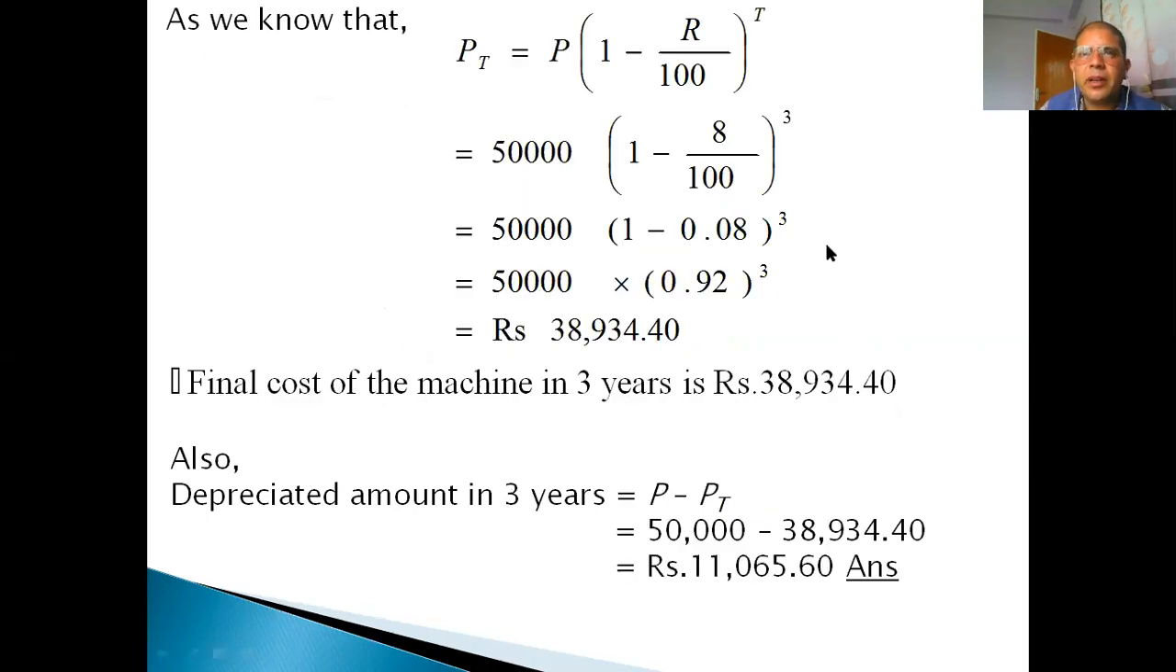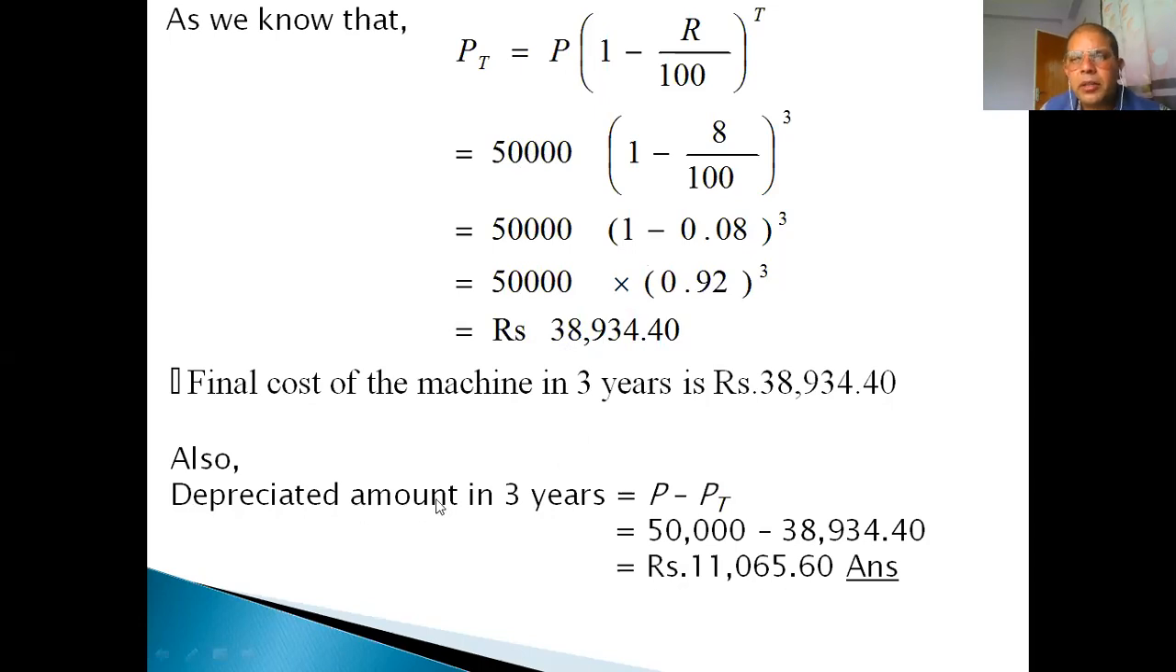Now we have this formula. Then substitute P 50,000, R 8%, time 3 years. Then it is 1 minus 0.08, that is 0.92 power 3. Then this into this one is 38,934.40. It is our final price. The final cost of the machine in 3 years is this one.